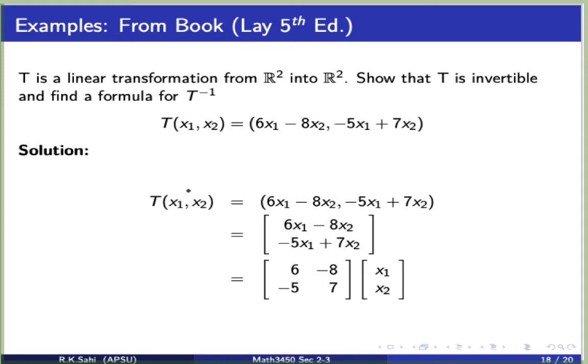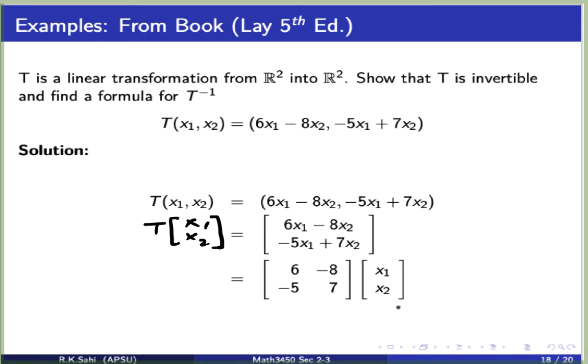Now, to find the solution, I have shown you all the little steps here. So T of (x1, x2). Now, this can be seen also like this, as we are more used to looking in terms of columns than rows. So T applied on (x1, x2) is basically 6x1 minus 8x2. Remember, this is the first row, and minus 5x1 plus 7x2 the second row. It's a column matrix.